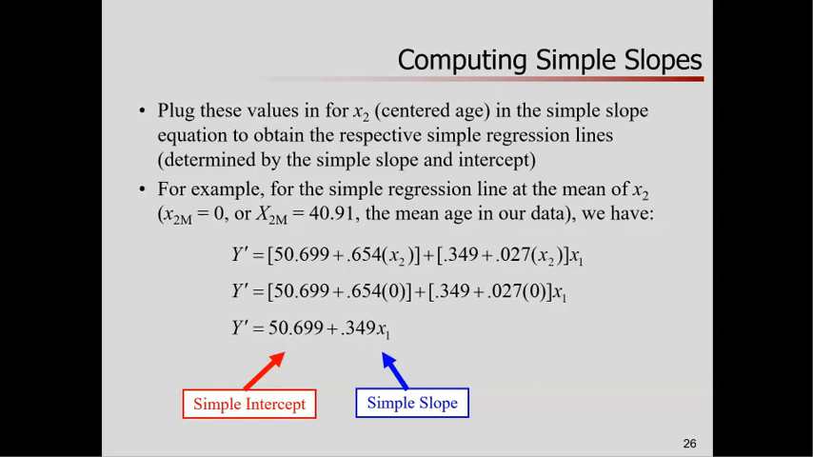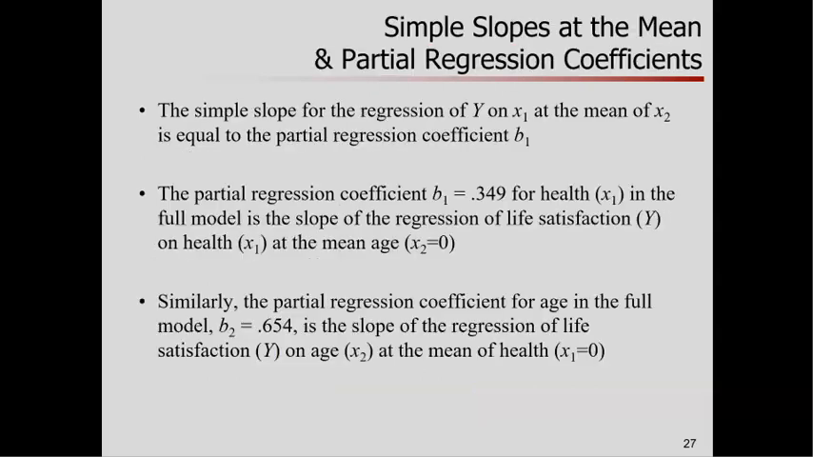So that's interesting. Plugging in a value for the mean of x2 yields just the regular old intercept and the regular old slope for x1. All the things that involved x2 just drop out. What this reveals to us is that the simple slope for the regression of y on x1 at the mean of x2 is just the regular old regression coefficient b1.